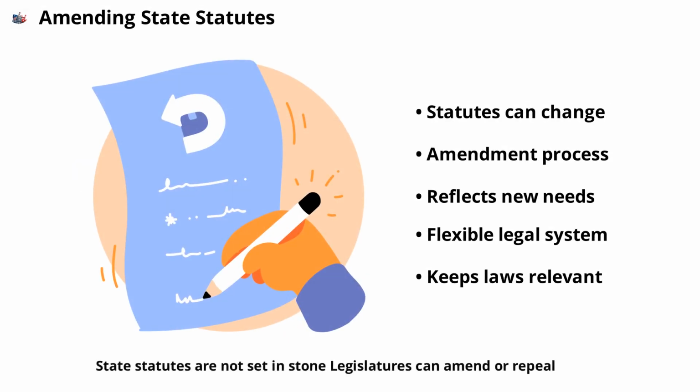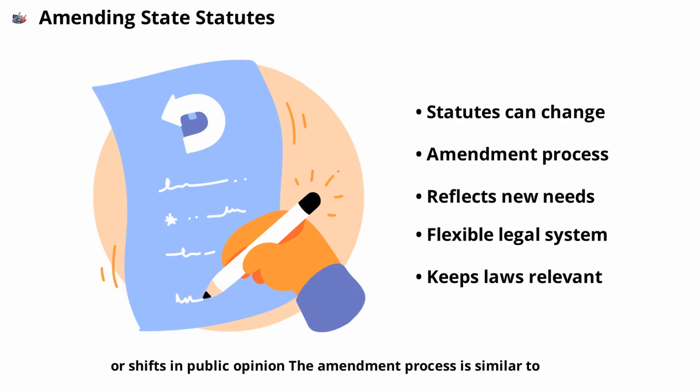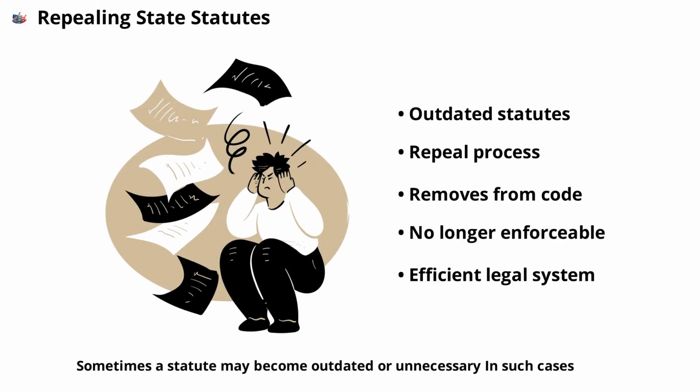State statutes are not set in stone. Legislatures can amend or repeal statutes to reflect changing circumstances, new information, or shifts in public opinion. The amendment process is similar to the process for creating new statutes. A bill is introduced, debated, and voted on. If approved, the change becomes law. This flexibility allows the legal system to evolve and remain relevant over time. Sometimes, a statute may become outdated or unnecessary.